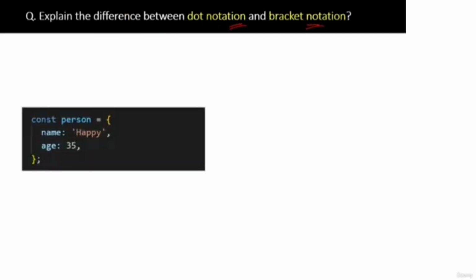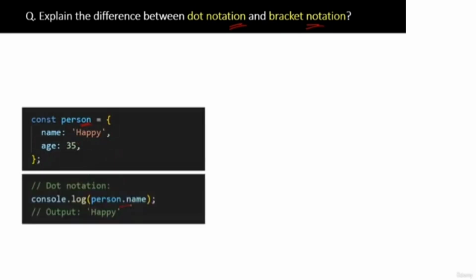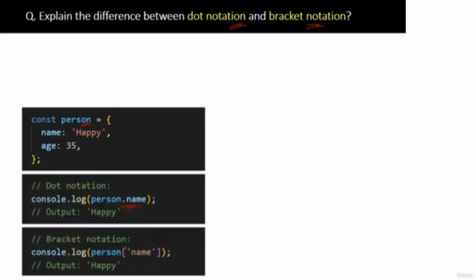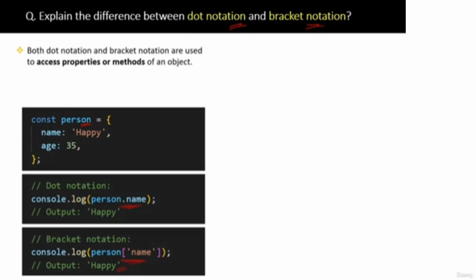Explain the difference between dot notation and bracket notation. For example, you have one person object like this. Now you can use the dot notation to access the properties of the object, or you can also use the bracket notation to access the same properties, right? The point is that both dot notation and bracket notation are used to access properties or methods of an object. But dot notation is more popular and widely used due to its simplicity. Because other programming languages like C and Java also use dot notation.